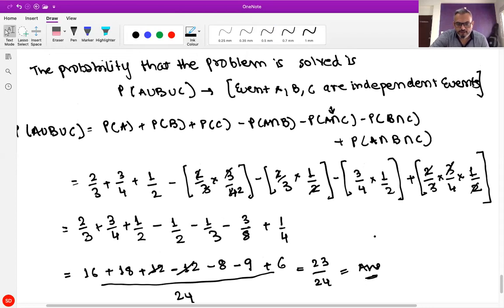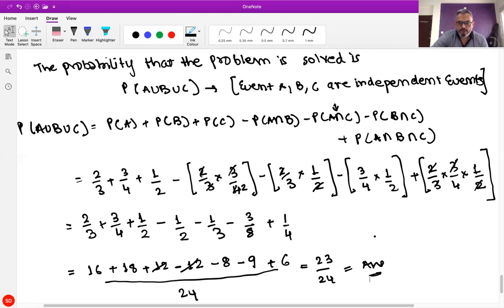There is another way also to solve it, okay, using complement of A and B and C. Okay, you can use that as well. But I wanted you to practice this equation, and that is why I've gone for this method.